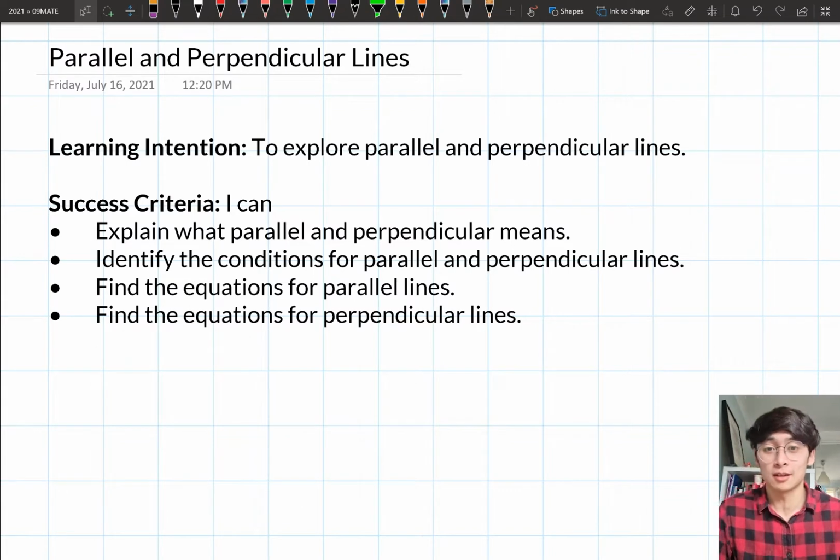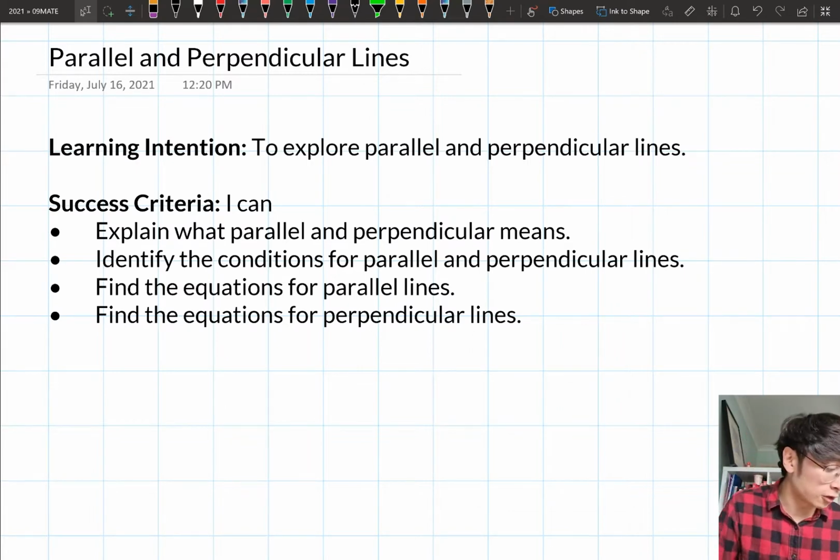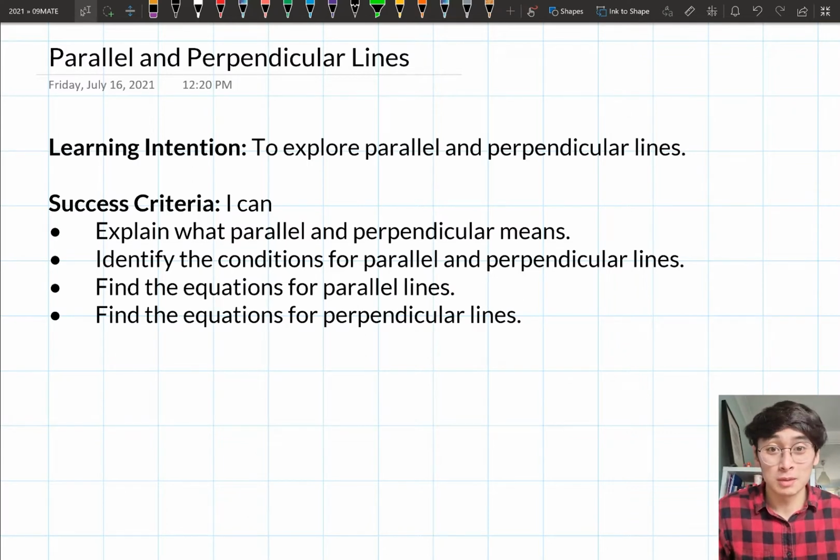So by the end of today's lesson there's four things we want to be able to do. We want to explain what parallel and perpendicular means. We want to identify the conditions for parallel and perpendicular lines, and we also want to be able to find the equations for parallel lines and also for perpendicular lines. So four things. It looks like we've got a lot of things to do for today's lesson with the success criteria, but let me tell you, once we get the hang of it, it's not going to be too bad.